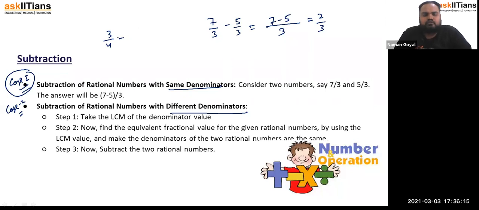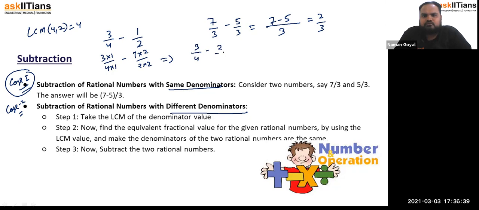So if we want to solve 3 by 4 minus 1 by 2, the LCM of 4 and 2 is 4. So to make this 4, this is already 4, so we multiply it by 1 only. Minus, it will be 1 into 2 upon 2 into 2, right? So this gives 3 upon 4 minus 2 upon 4. Now the LCM is 4, 3 minus 2, which is 1 by 4.